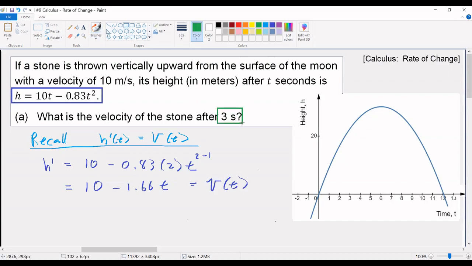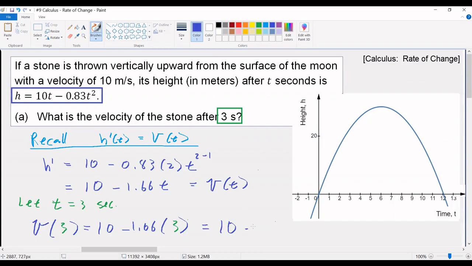Since we're looking at when the time is 3 seconds, we're going to let t equal 3 seconds. So we substitute this into our velocity function. We have v of 3 equals 10 minus 1.66 times 3, substituting 3 in each of these parentheses. Now we continue simplifying. 1.66 times 3 gives us 4.98. Then we continue with our subtraction: 10 minus 4.98, giving us 5.02. We just want to remind ourselves our dimensions are meters per second.